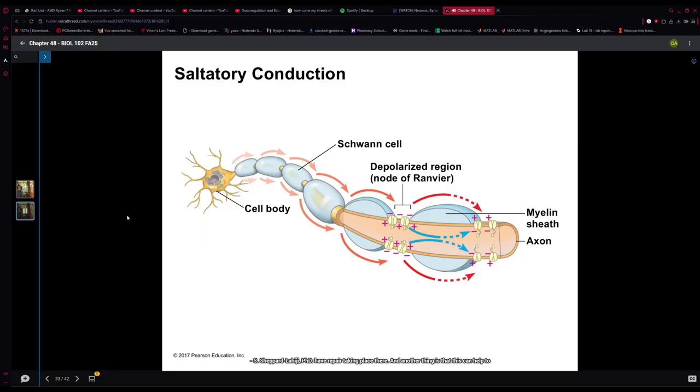Another thing is that this can help to save the neuron energy. It can help to prevent some leaking of sodium in and potassium out that would have to be replenished through the sodium-potassium pump. So the sodium-potassium pump doesn't have to work as hard in this particular scenario.